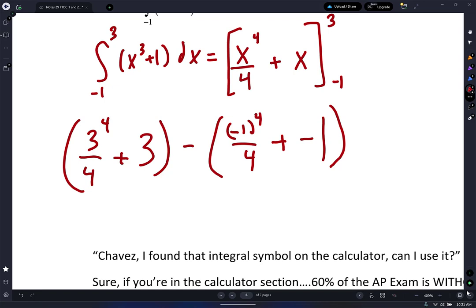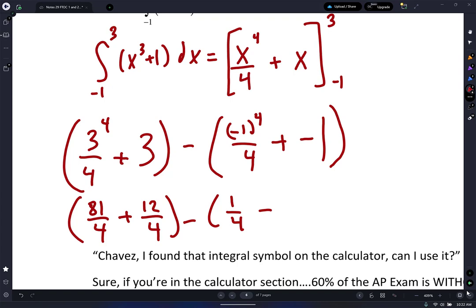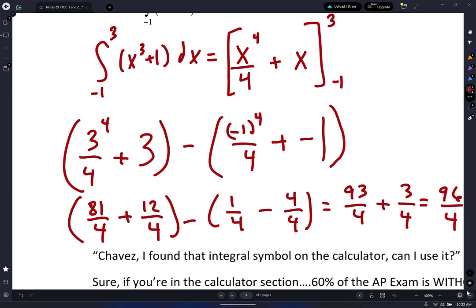3 times 3 is 9, and I'm going to do that again. 9 times 9 is 81. 81 divided by 4, is that a pretty number? No, right? 3 times 4 is 12. I'm doing common denominator. 12 over 4 is 3. Okay, so I have that. Minus negative 1 to the 4th is 1, so 1/4. Minus, and I'm going to do that 4 over 4. Let's see what I got. 81 plus 12 is 93 over 4, minus 1 minus 4 is negative 3, so minus a negative, so plus 3/4. So if I don't see any mistakes, I get 96 over 4. And I think that does go into it. 96 divided by 4 is 24, because 25 times 4 is 100, and 96 is 4 from 100, so 24.